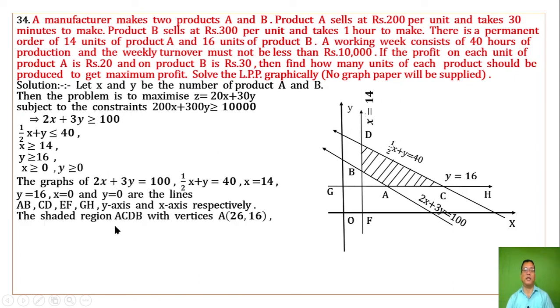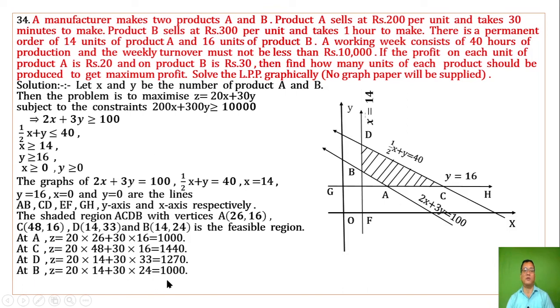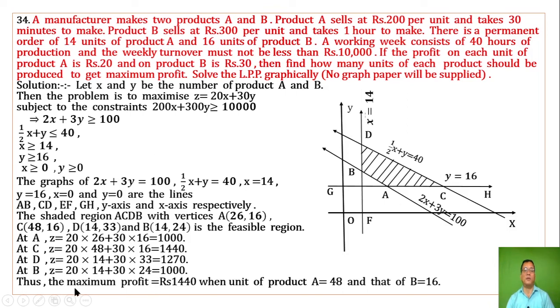The shaded region ACDB with vertices A(26, 16), C(48, 16), D(14, 33), B(14, 24) is the feasible region. At A, Z equal to this; at C, Z equal to this; at D, Z equal to this; at B, Z equal to this. Thus, the maximum profit is rupees 1440 when units of product A is 48 and that of B is 16.